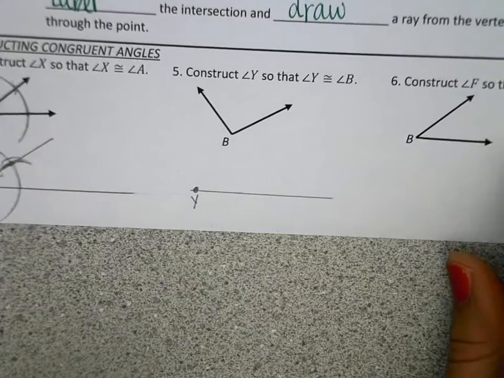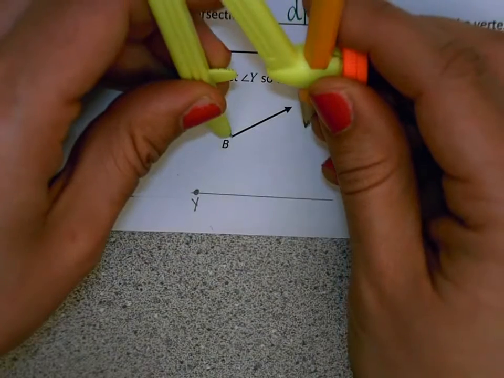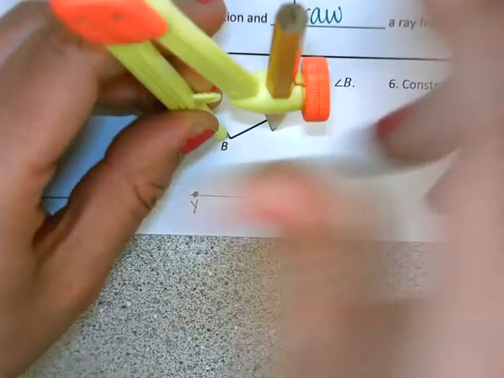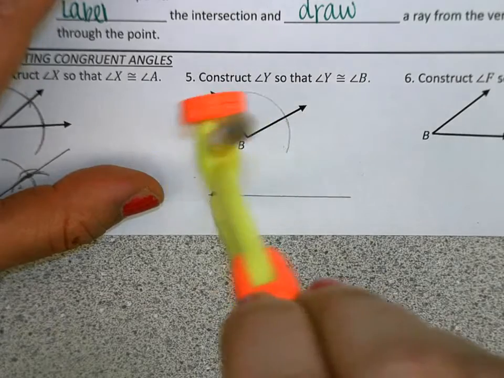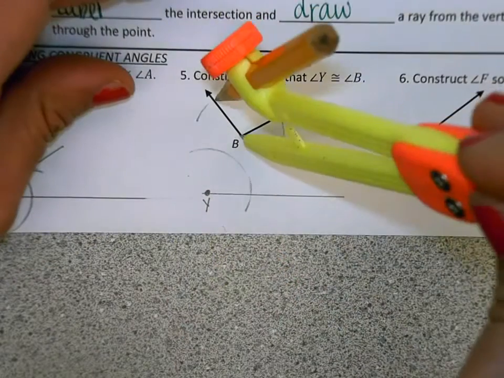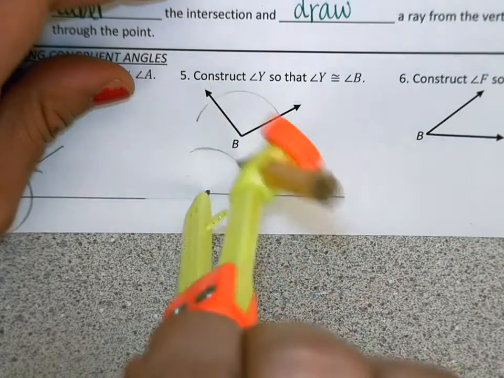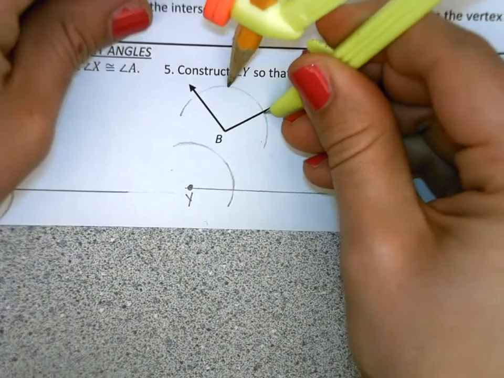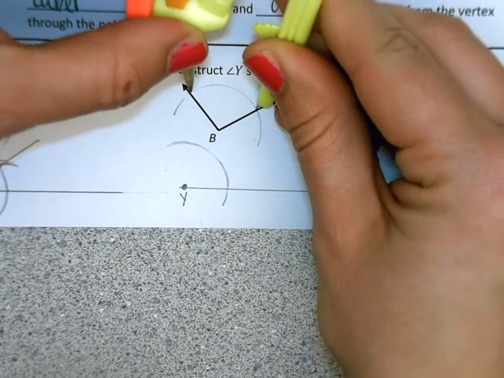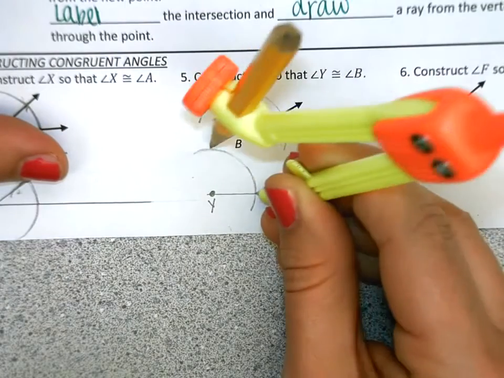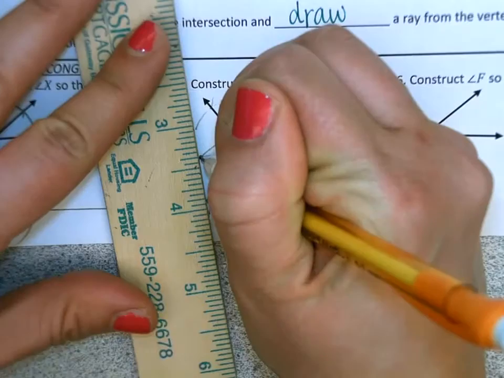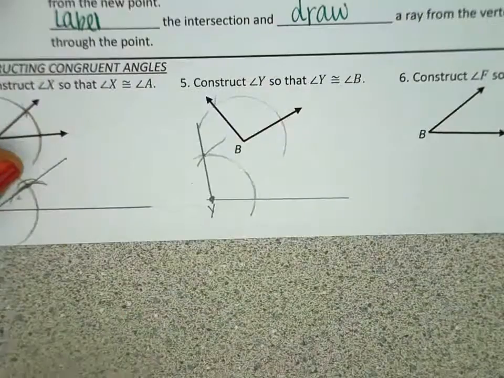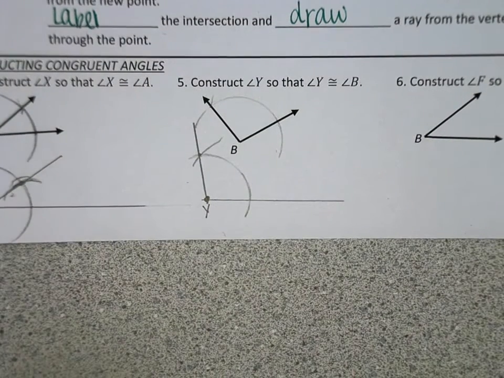So you're going to make your arc. And you're going to do the exact same thing here. Wait, that did not match up. Yeah, it did. And then open it the amount that the angle is opened. And draw an intersecting arc. And you should end up with something that looked like this. Okay. So just a little bit over 90 degrees. And I know some of you thought that that didn't look the same, but it is. Okay?